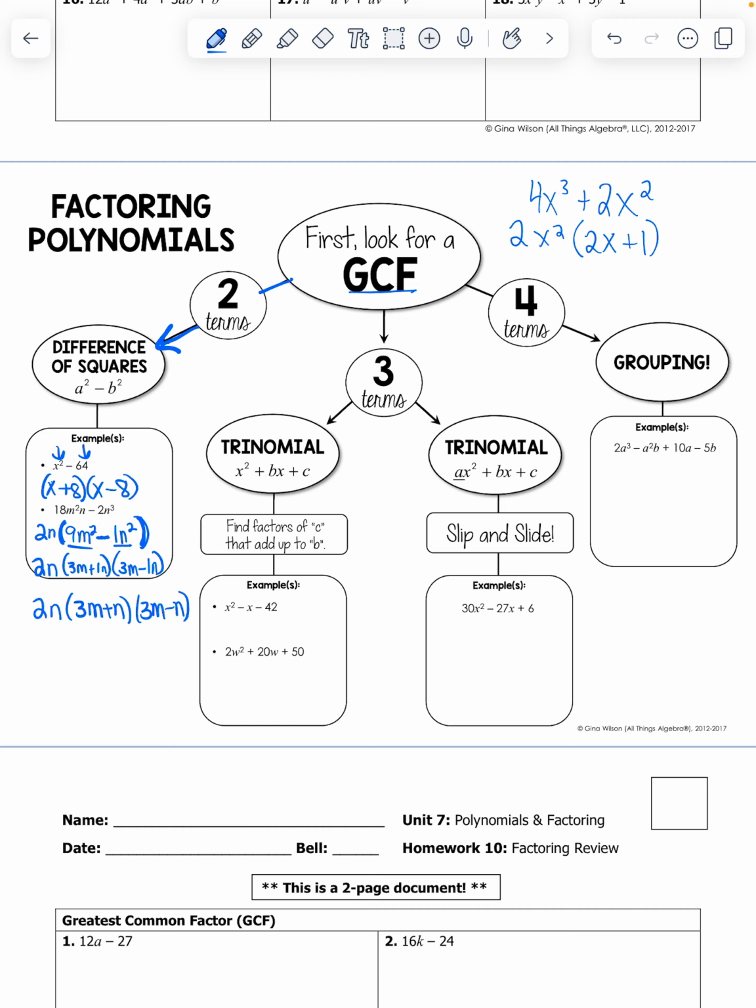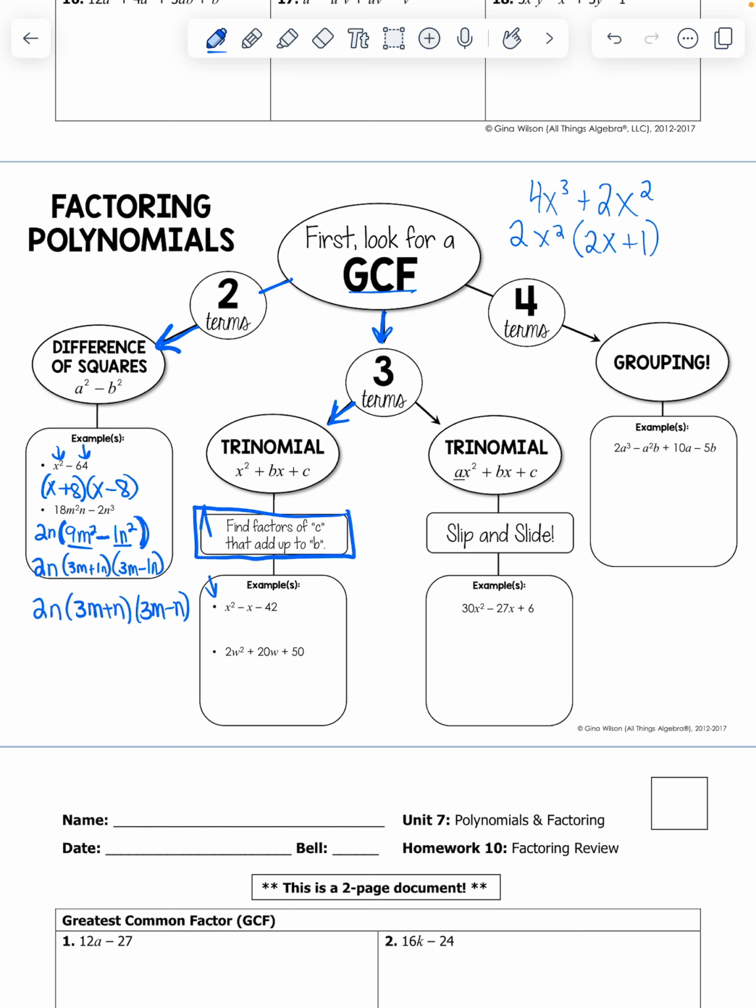In Algebra 1, we also learned how to factor three-term polynomials, which are called trinomials. And this is really important to remember. When we have a trinomial, like this example right here, x squared minus x minus 42, of course we cannot take a greatest common factor out of that. There's nothing I can take out that is a common number or variable for all three terms here. So this is not the process.